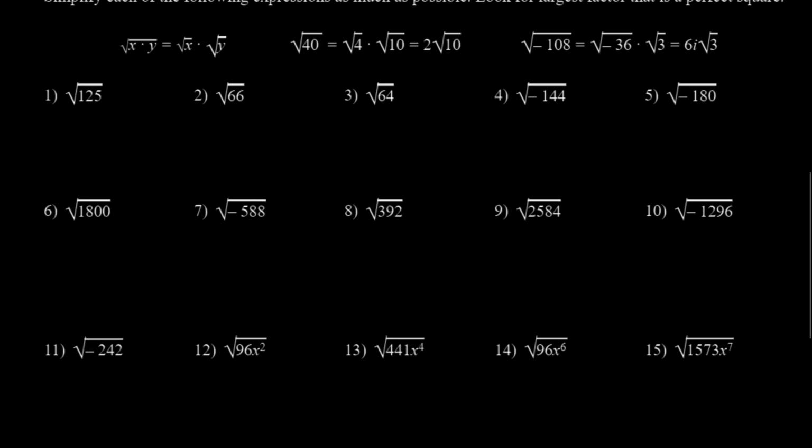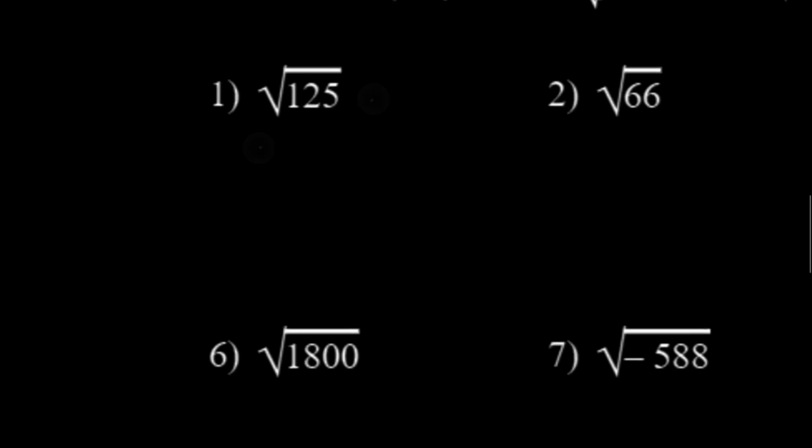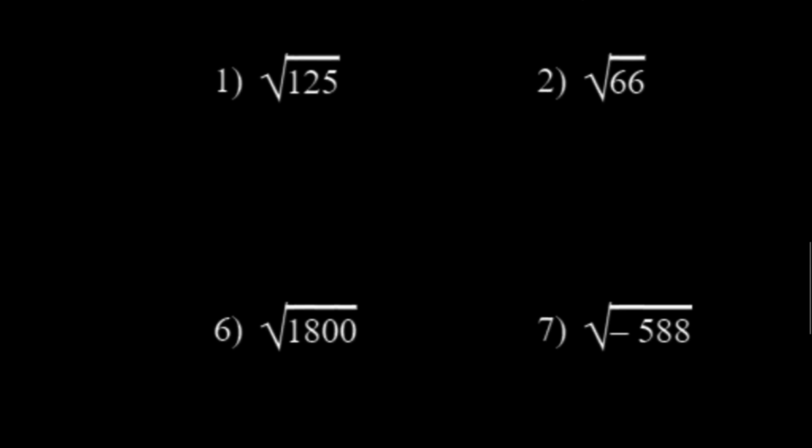So does this make sense? You're looking for factors of the number that has a perfect square as a factor. So here, 2 factors of 40 are 4 and 10. Well, we split it into 4 and 10 because 4 was the biggest perfect square that goes into 40. So let's look at 125. What is a factor of 125 that is a perfect square? 25, right? Maybe it would be helpful to go over the perfect squares.